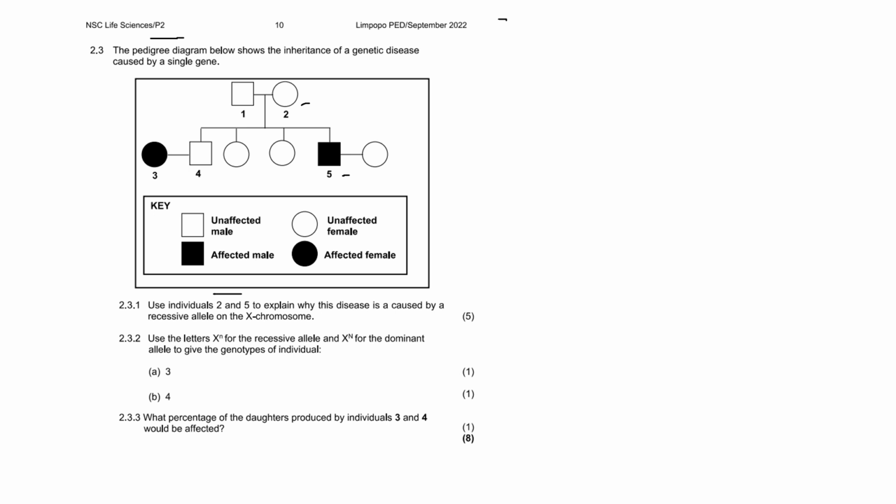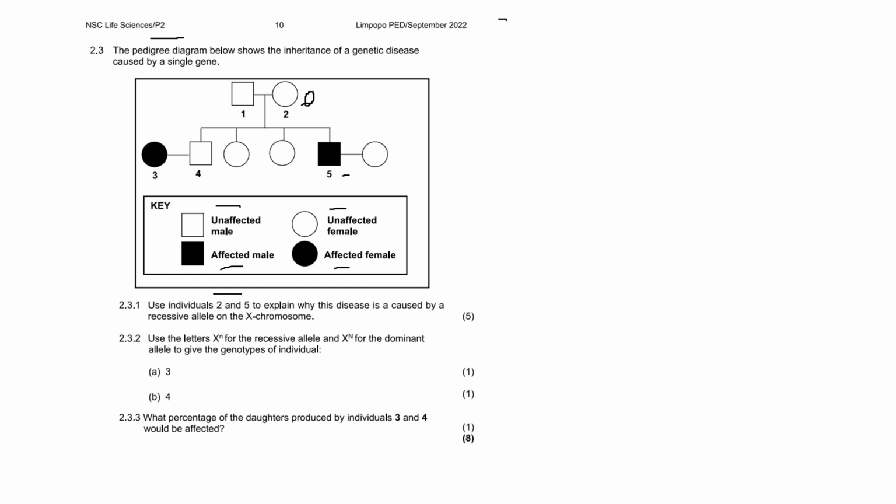So let's check them. From this, square is male and circle is female; unaffected and affected are shown. Individual number 2 is a female who is unaffected. Number 5 is a male who is affected.